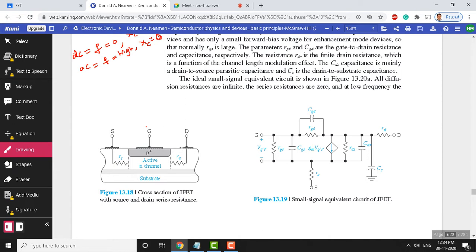It is an N-channel JFET here, and you can see the cross sectional view. There is a source terminal here, there is a gate, and there is a drain terminal. Along with that, there is one more terminal which most of the time we suppress. This is called the substrate.